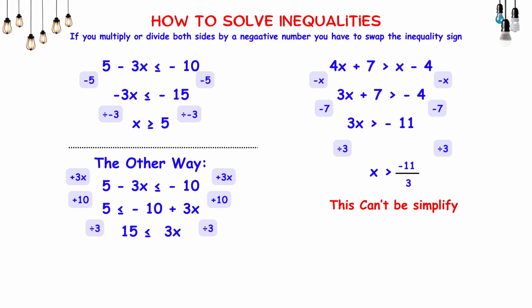For the second question, there are also two ways of doing it, because we could try to put the x's on the left or the right, but because at the moment there are more x's on the left-hand side, it'll be better to keep our x's on the left and put our numbers on the right. So the first thing you do is subtract x from both sides to get 3x + 7 > -4. Then you can subtract 7 from both sides to get 3x > -11, and finally divide both sides by 3 to get x > -11/3. And we can leave our answer like that because we can't simplify -11/3 anyway.